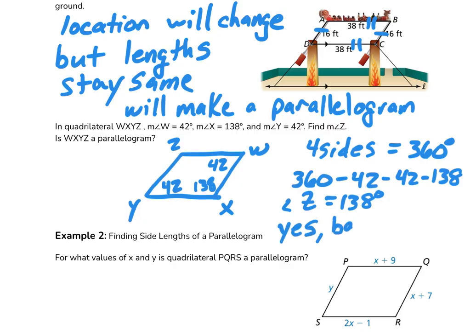And we're going to say because both pairs of opposite angles are congruent. We don't know anything about the sides, but we don't necessarily need to know anything about the sides. But in this particular example, both pairs of opposite angles are congruent.